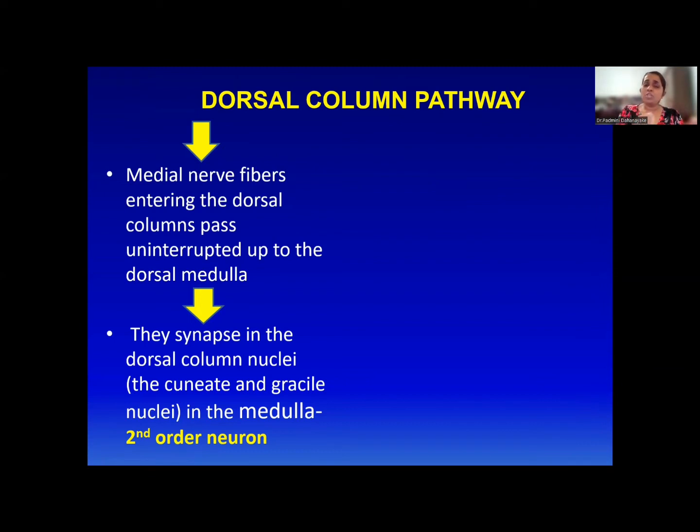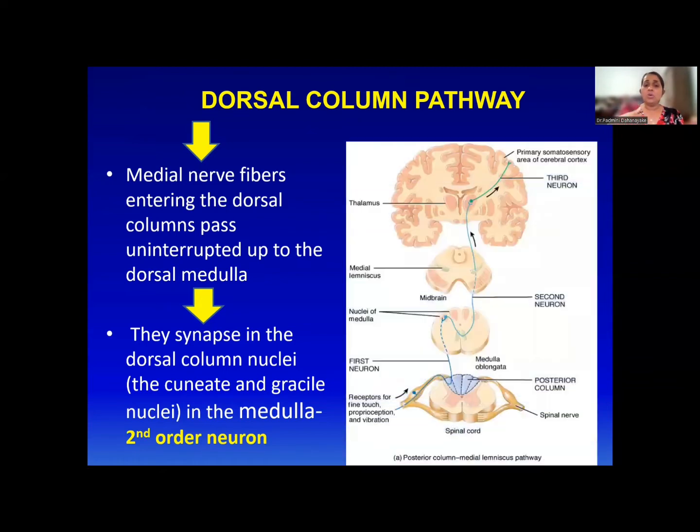There are two nuclei which correspond with the dorsal column, fasciculus gracilis and fasciculus cuneatus. The nuclei are known as the cuneate nucleus and gracile nucleus in the medulla oblongata. So the cuneate nucleus and gracile nucleus are the spots where you have the second order neuron of the dorsal column pathway. The fibers coming from the fasciculus gracilis will synapse in the gracile nucleus, while the signals coming through the fasciculus cuneatus will synapse in the cuneate nucleus of the medulla. So that is the second order neuron.